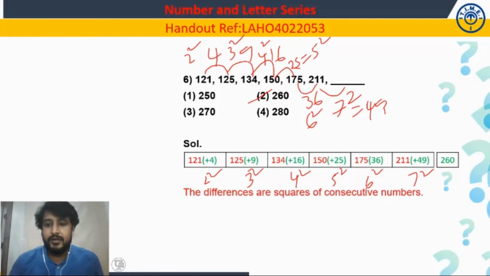The differences are squares of consecutive natural numbers. Choice 2. 2 square, 3 square, 4 square, 5 square, 6 square, 7 square. Consecutive natural numbers. Completed?